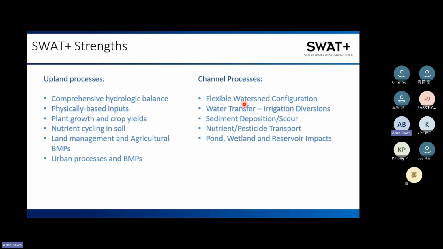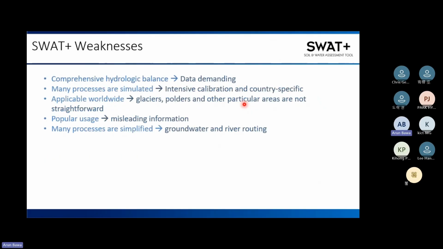Then in the channel process, there are many inputs and outputs you can control. From an irrigation point of view or a nutrient application point of view, you can control them from the land use management point of view. A weakness is that it is a comprehensive model, very detailed, but computationally expensive, right? It is also data demanding. If you have more and more information, you can put in more and more information, so as much as you can bring.